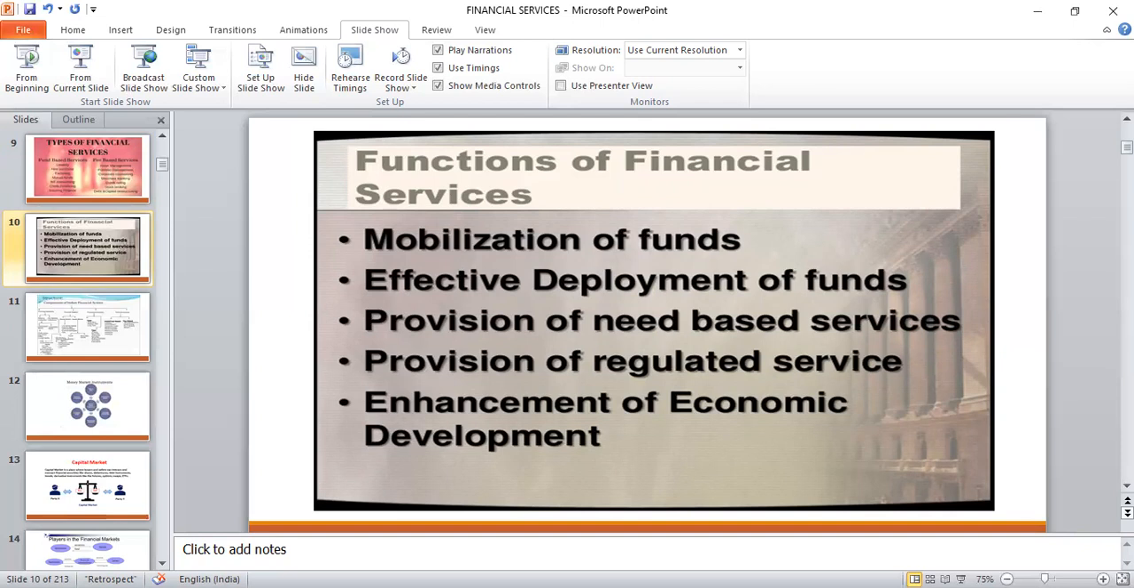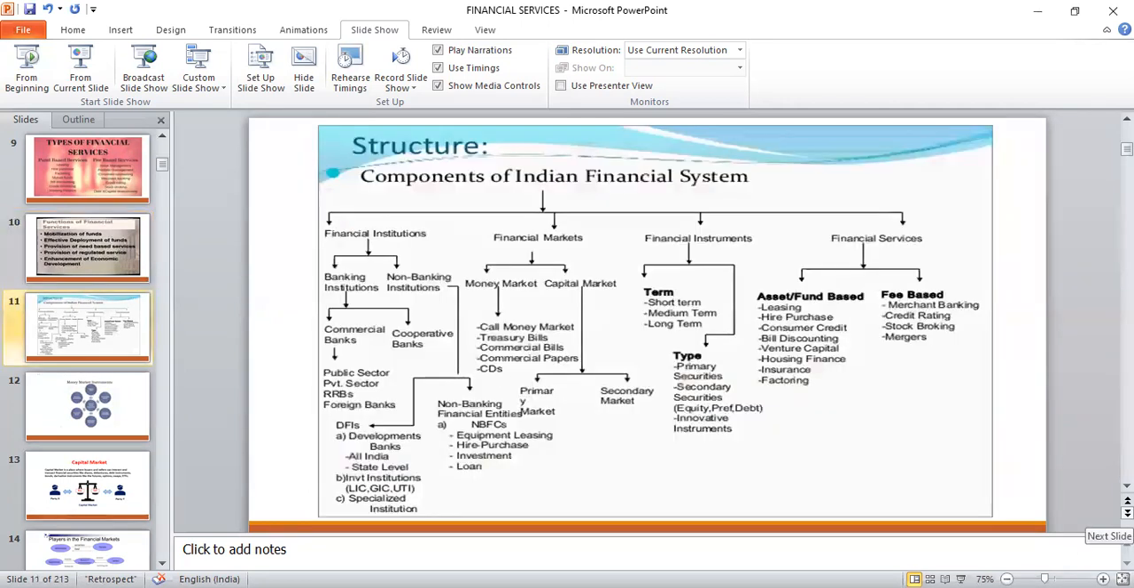And then provision of need-based services. If they are in need of any service, we do provide that. Before they ask, we will be in a position to provide that. Who are we? We are the financial assisting institutions. And then provision of regulated service. Of course, we try to regulate it, that is, systemized service to the people who are in need of financial assistance. And we try to enhance economic development as well. So the next concept is going to be structure.